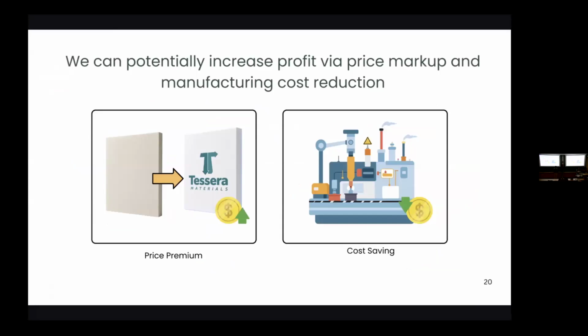Before we get to the actual number, the question we need to know is how much we can capture within this brand. This depends on how much value we can provide them. And these are the two ways we can provide value to the foam manufacturers, which is through price premium, which means that the manufacturer can price their boards higher because of our additives, or through cost saving, which means that they can reduce their manufacturing costs with better properties.